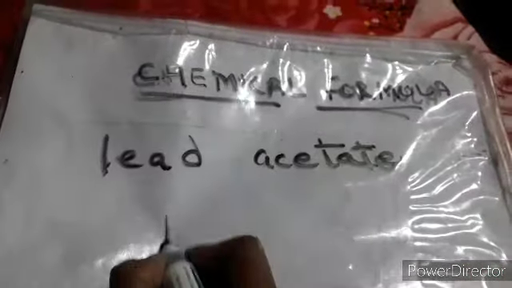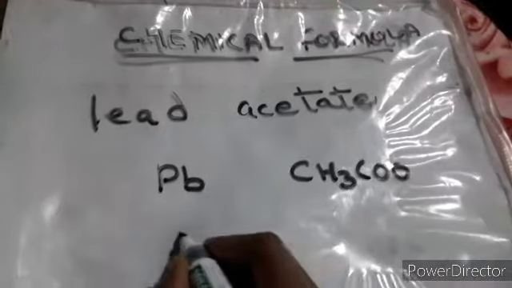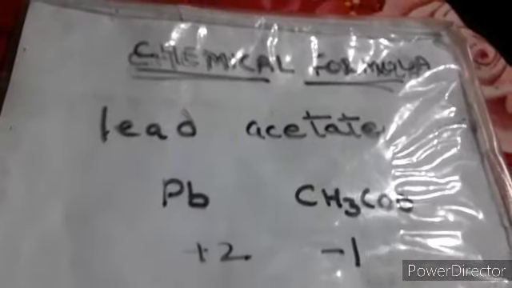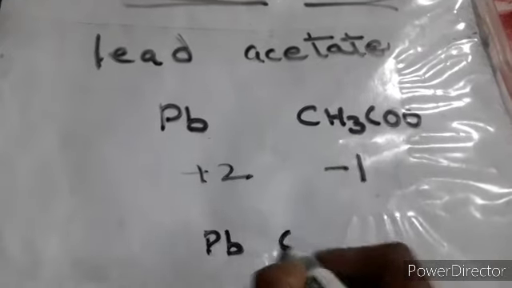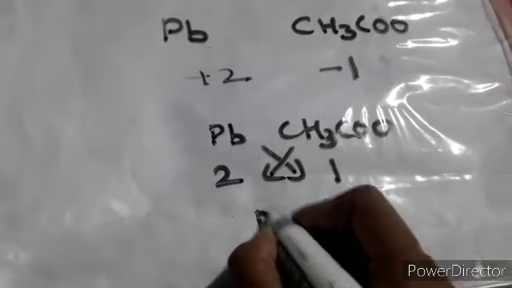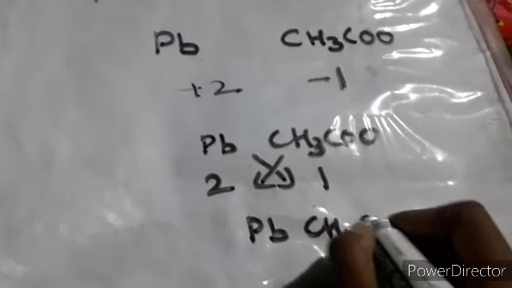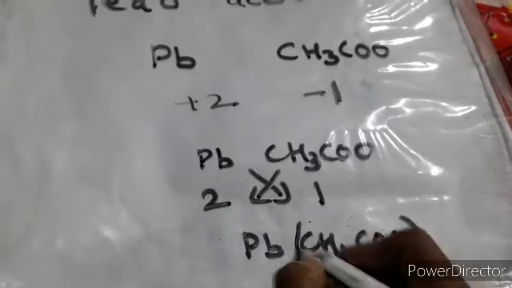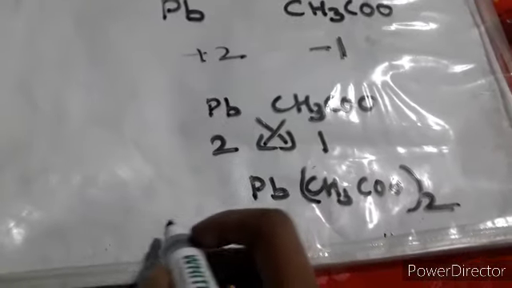Let's focus on it. It's Pb, and this is acetate. Its valency is +2, its valency is -1. Now if we go by the old way, we will do it in the same manner, and we will write 2 over here, 1 over here, we'll cross multiply it, and we will write Pb(CH3COO) whole twice. But the formula is not like that, it's like this.